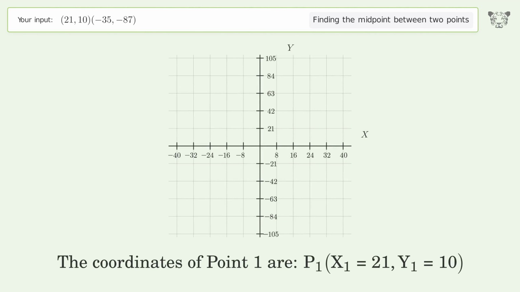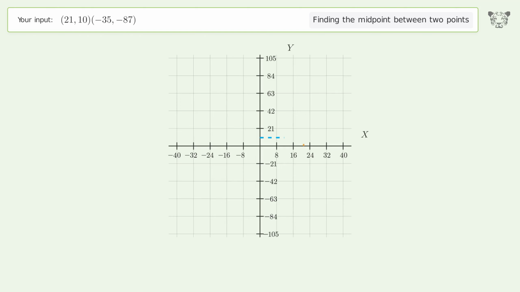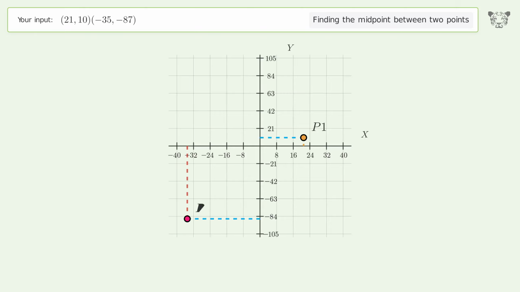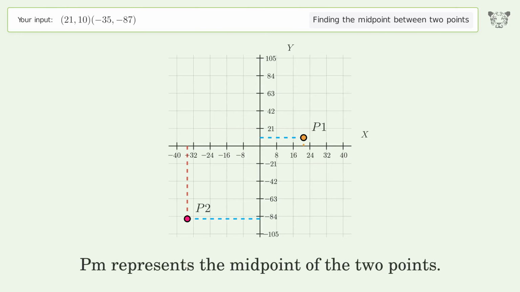The coordinates of point 1 are x1 equals 21, y1 equals 10. The coordinates of point 2 are x2 equals -35, y2 equals -87. PM represents the midpoint of the 2 points.